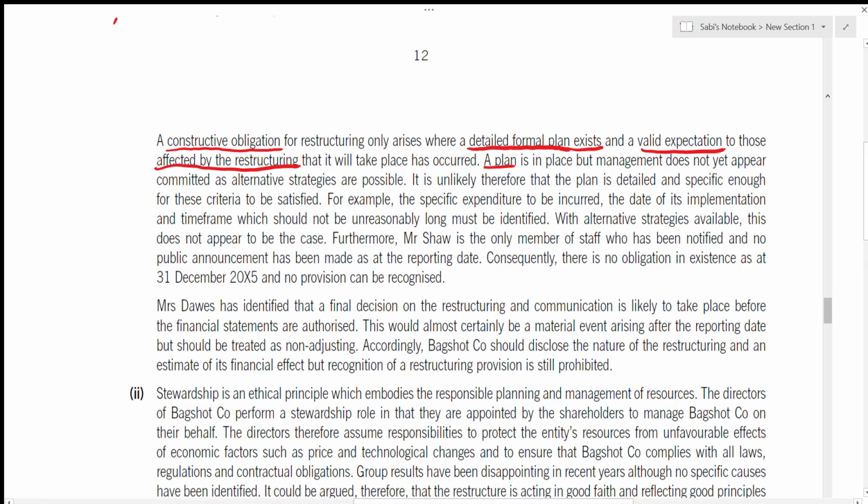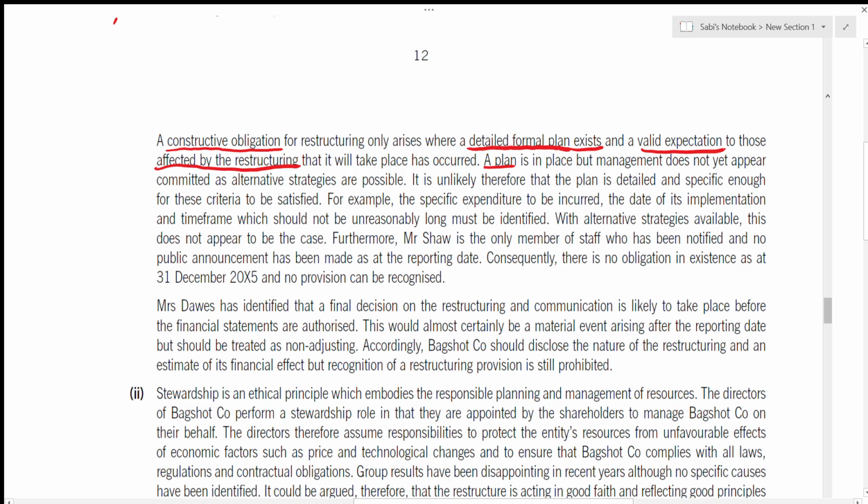For example, the specific expenditure to be incurred, the date of its implementation, and the time frame, which should not be unreasonably long, must be identified, right? So the specific expenditure for the restructuring needs to be identified. The date of the implementation needs to be identified and the time frame also, right? It should not be too long. So with alternative strategies available, this does not appear to be the case. Because there are alternative strategies, they are not able to identify the specific expenditure and the date of the implementation.